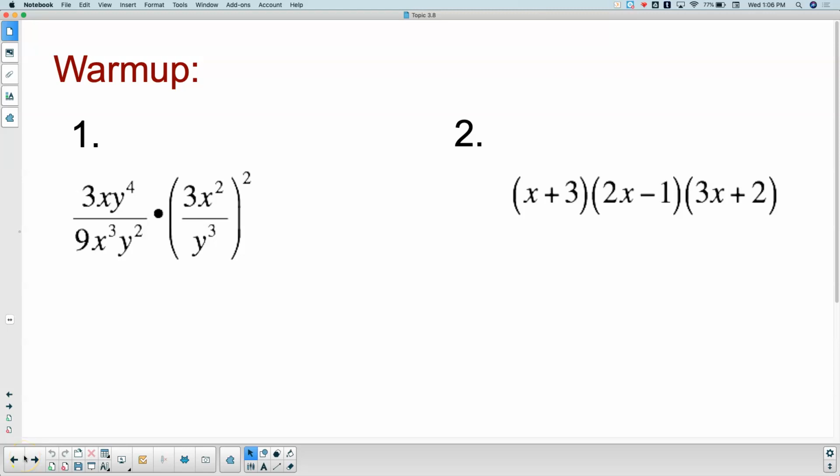Two good old-fashioned warm-up problems in preparation for Friday's test that we can then start with. It's going to be on it, so might as well start, you know.